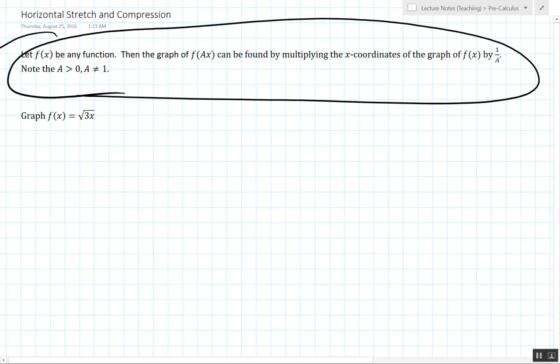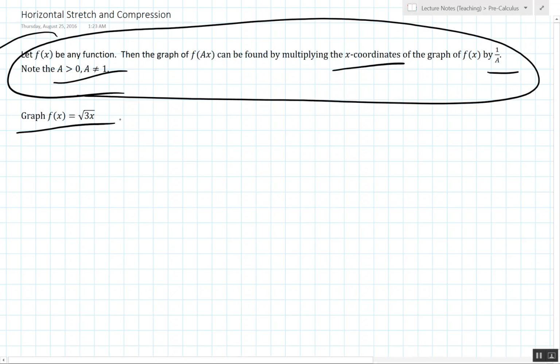We're going to let f of x be any function as before, and now what we're going to do is multiply the domain element by a number first before applying the function, and this has the effect of stretching or compressing in the horizontal direction. But this time, instead of multiplying y coordinates by a, we're going to multiply x coordinates by 1 over a. And note, again, we have the same conditions on a because we want things to be positive, because if we start throwing in negatives, then we're going to start dealing with reflections, and we want to keep that a separate issue. And a equals 1 doesn't change anything.